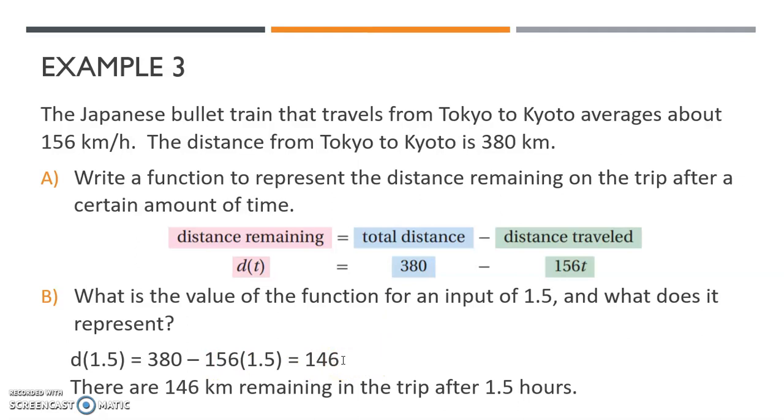And when they ask us to tell what it represents, we need to write 146 and 1.5 in terms of what these variables represent. So the 146, the result, is the distance remaining. So I'm going to say there are 146 kilometers remaining in the trip. And remember, t represents time in hours because our units are hours. So I can say after 1.5 hours. And you do have to specifically say the number and what it represents. You can't just say it's the distance remaining in the trip. That doesn't help. You have to say there are 146 kilometers remaining after 1.5 hours because it's more specific.